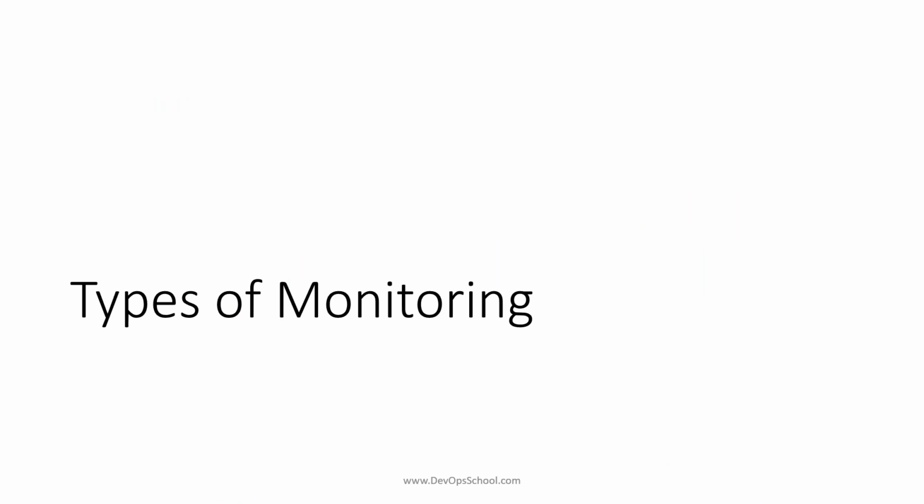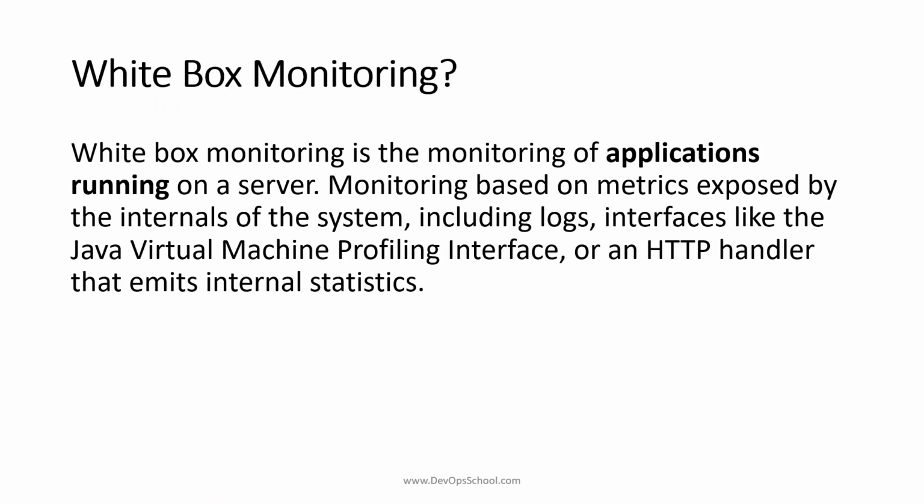Primarily we put monitoring into two buckets: one is white box monitoring, and the other is black box monitoring. There is a very thin difference here. White box monitoring is the monitoring of applications running on a server. If there's an application running on a server and you set up monitoring to monitor that application, that is white box monitoring. It is monitoring based on the metrics exposed by the internals of the systems.